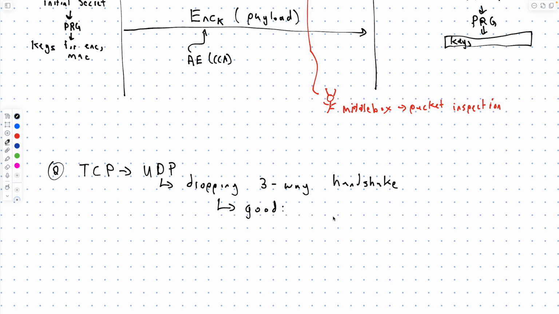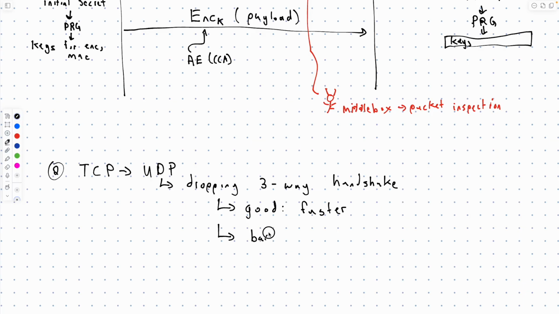Tell me one good thing about dropping this three-way handshake. Faster, okay, speed, efficiency. I don't have to say hi, hi back. I received your hi back, and then now we can start doing the handshake, okay?